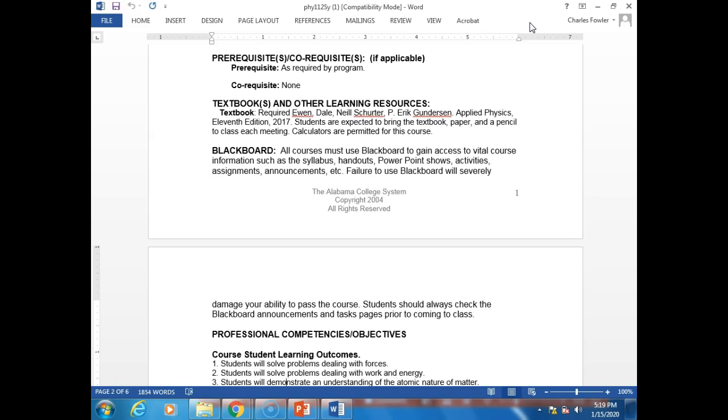Okay? Well, guess what? A course doesn't gain access, the students gain access. Okay? So that's just a little nitpicky thing. But all the courses must use Blackboard. But it really sounds harsh. It says gain vital course information, such as the syllabus. Yep, the syllabus is out there right now. So you can, on Blackboard.